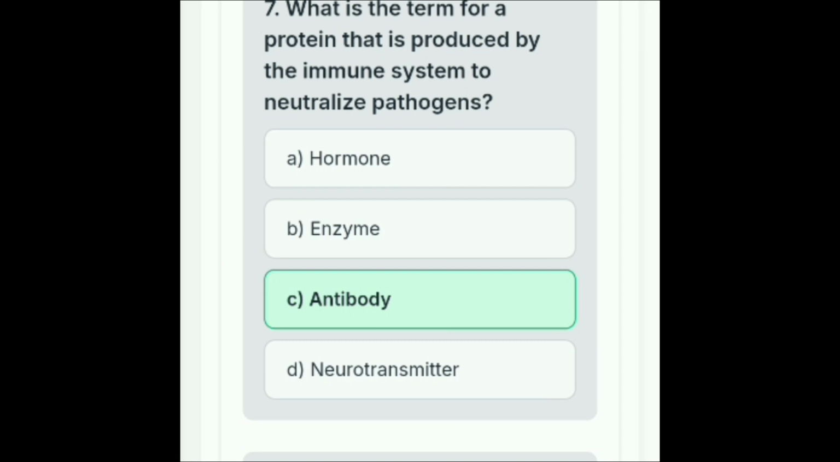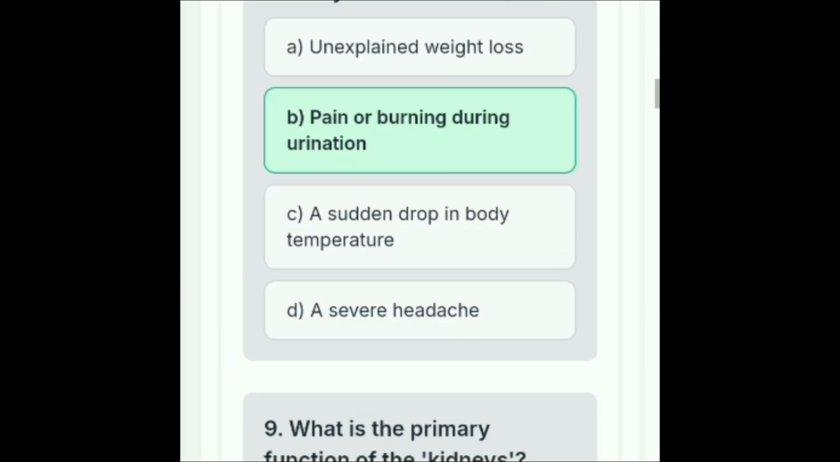7. What is the term for a protein that is produced by the immune system to neutralize pathogens? Option A, hormone. Option B, enzyme. Option C, antibody. Option D, neurotransmitter. So C is correct.